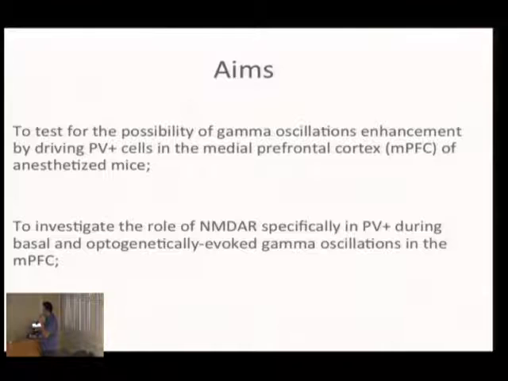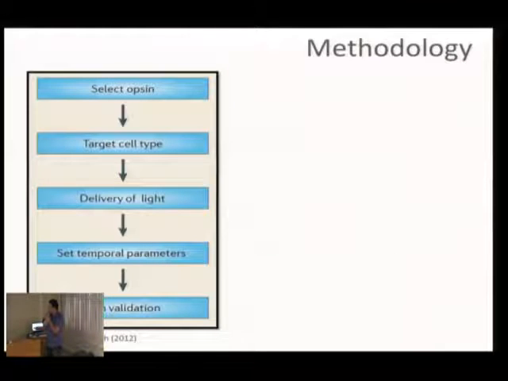So we aimed to test for the possibility of gamma oscillation enhancement by driving PV cells in the medial prefrontal cortex of urethane anesthetized mice. And we also aimed to investigate the role of NMDA receptors specifically in PV neurons during basal and optogenetically evoked gamma oscillations.